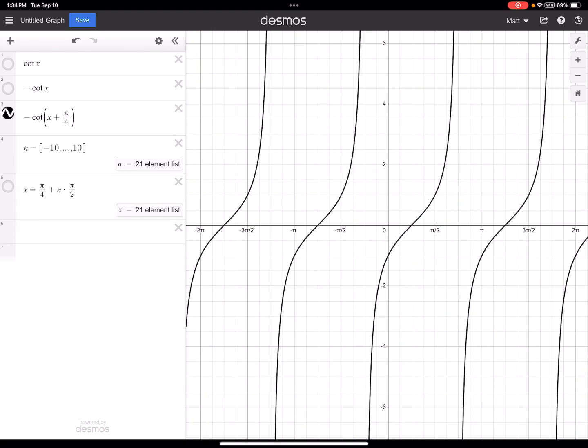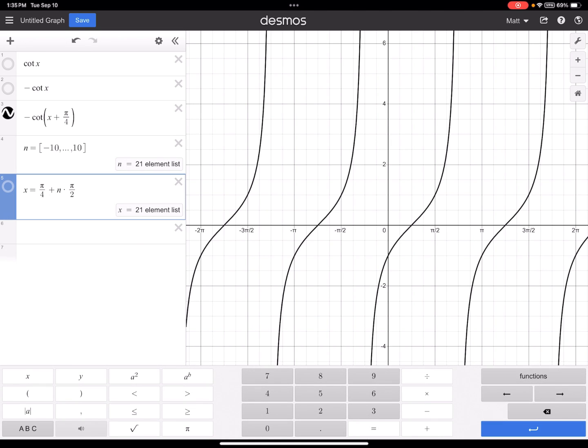If you want to make all the asymptotes, again, create this list of 21 numbers, or you can go more. You can say, for example, negative 20 to 20. That'll give you 41 numbers. But negative 10 to 10 will suffice. And then create vertical lines. We know that x cannot be negative pi fourths plus any multiple of pi.